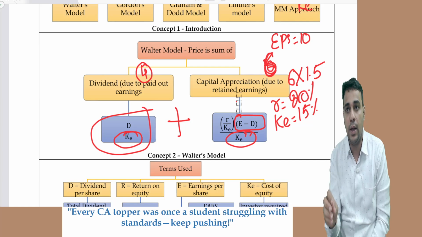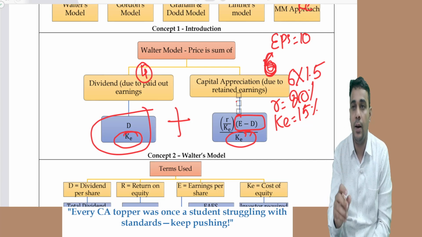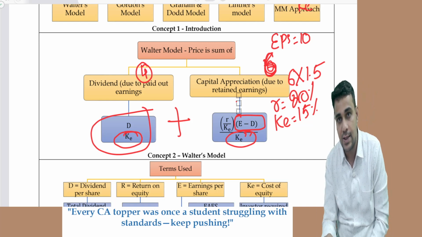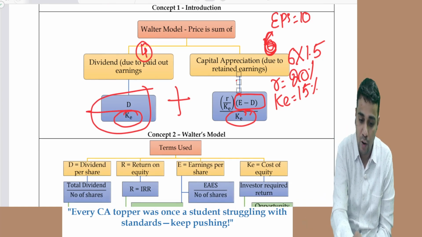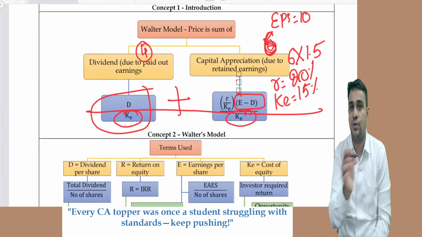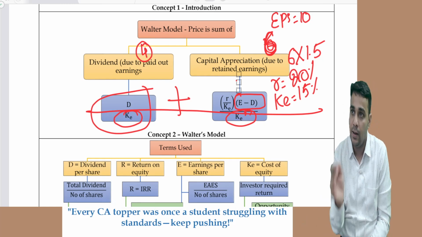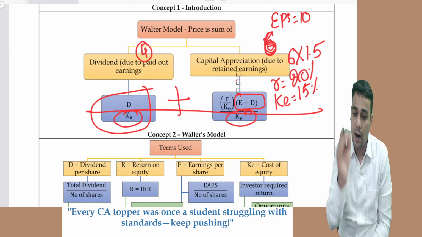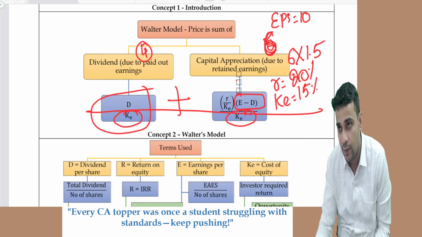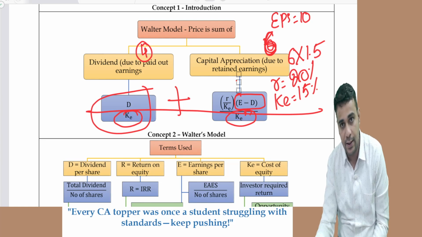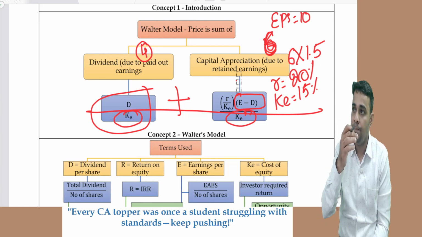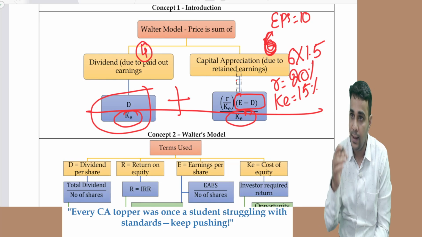R equal to KE, the multiplier is exactly 1. And R less than KE, the multiplier is less than 1. So what is the formula? I can write a common denominator also. I used to write it separately just to explain the formula. But D plus R by KE into E minus D, whole divided by KE. Why am I writing separately? I find it easy to explain this way. D by KE, E minus D by KE.